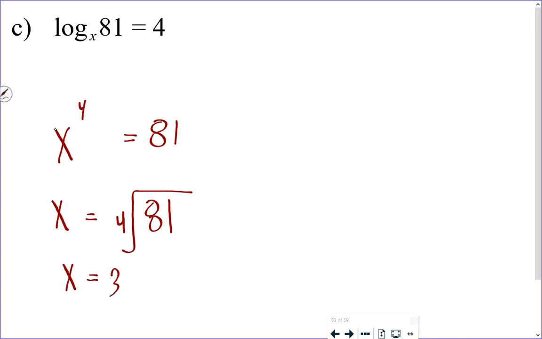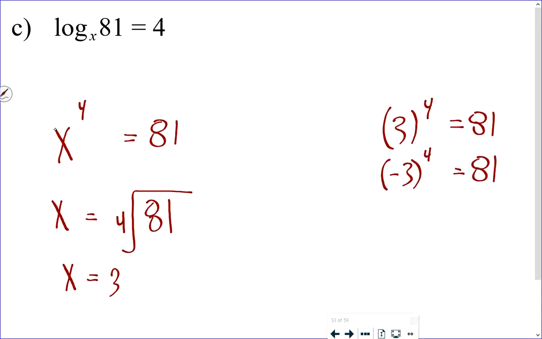Well, just a second though. A 4th root can be positive or negative. Right? Would you agree that's true? And that's true? So do we put plus or minus? No, why not? X is the base. The base must be greater than 0.